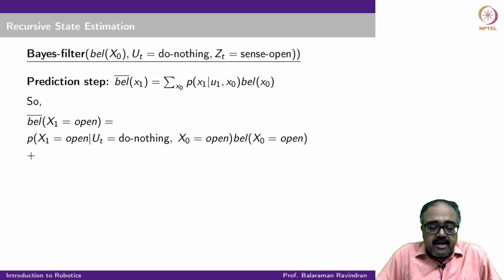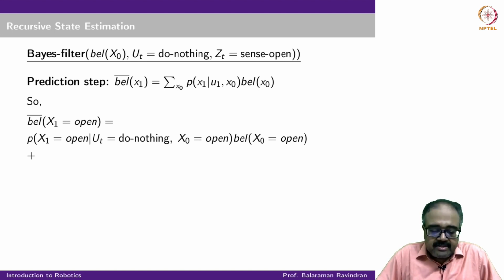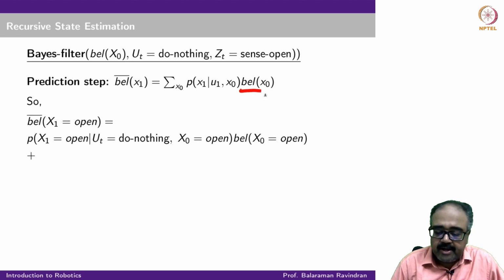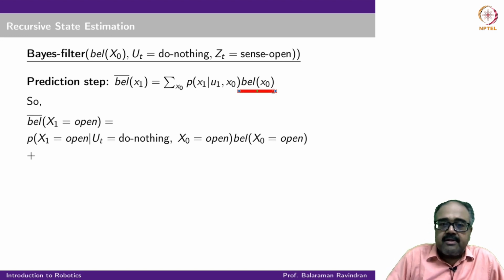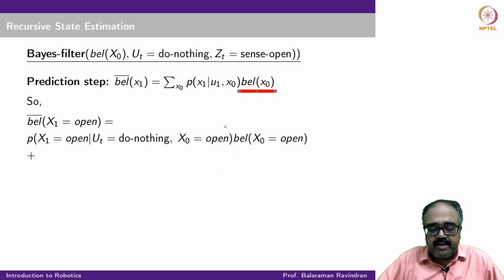Now the way the Bayes filter algorithm works is I start off by first making the prediction step, right? So I first compute bel bar, and I'm going to compute bel bar of x1, right? The bel bar of x1 is essentially looking at all possible values that x0 can take, and looking at the probability that x0 takes that value. Then I know what u1 is. u1 has been given to me, which is do nothing. So what is the probability of x1 given do nothing and that particular x0? I have to do this over all x0, right? So this basically gives me the bel bar x1.